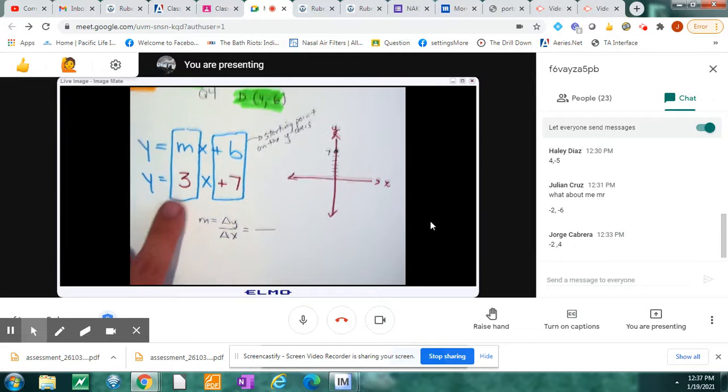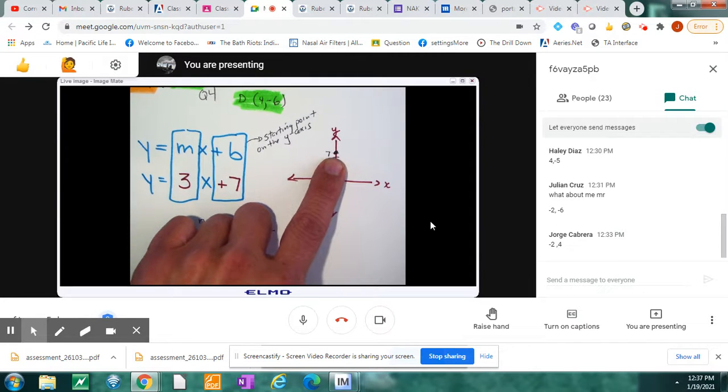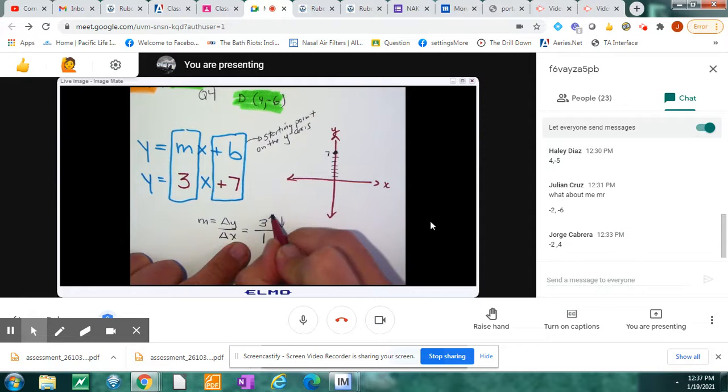So basically, it's the number 3, and 3 over 1 is 3, right? So you're going to start again with 7, and because the change of Y is up or down, we're going to go up. Wait, I'm confused.